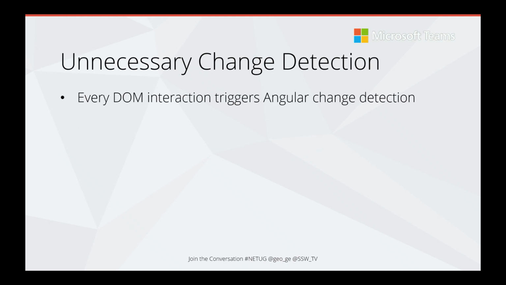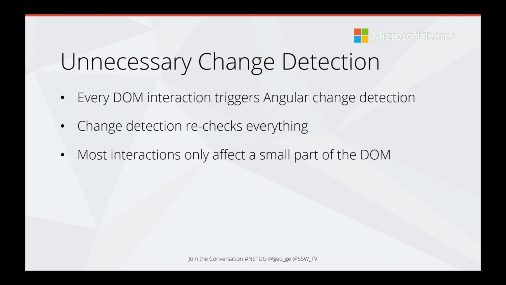When I mentioned unnecessary change detection, the reason is that every DOM interaction triggers Angular change detection. Every button click, every keystroke triggers it. This change detection just rechecks everything. However, most of our application usually affects only a small portion of the screen. Unless you're changing a route, there's no reason to check the whole screen all over again. Not everything needs to be checked.